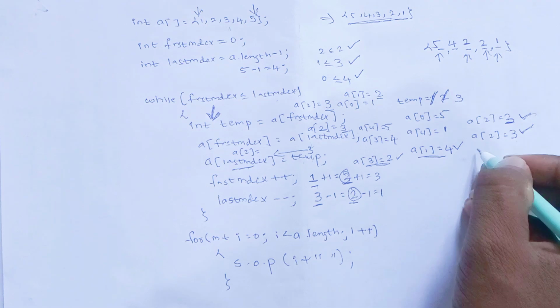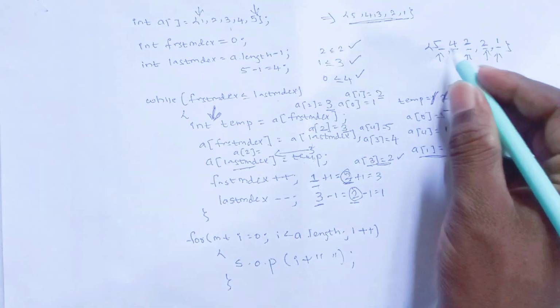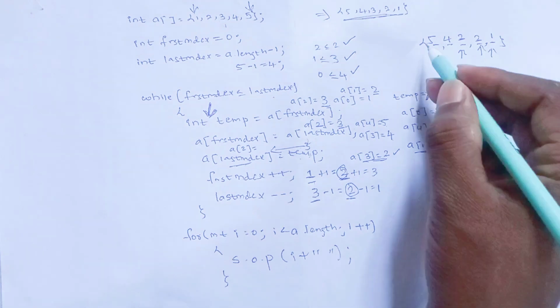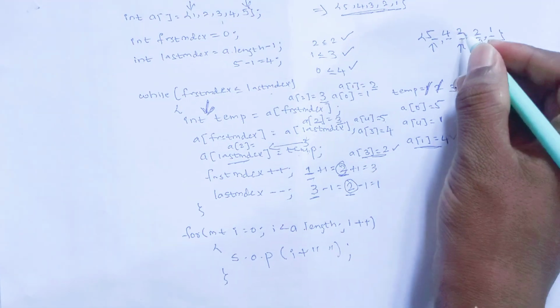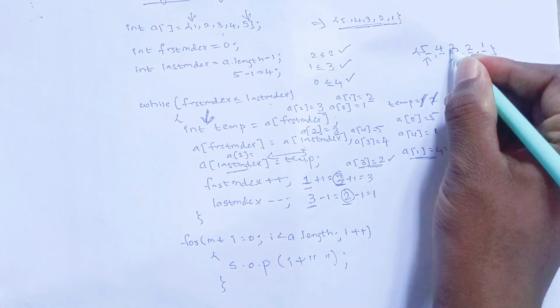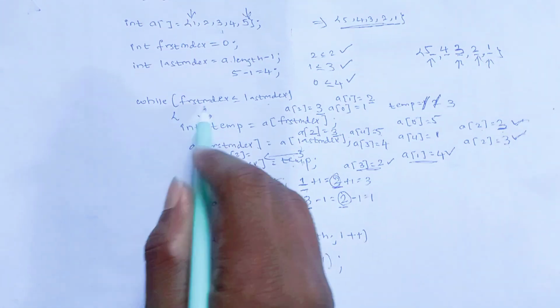A of 2 will be having the value same, that is 3. So 0, 1, 2, its second index will be having the 3, so at this position we will have the 3. Okay, so now again it checks for the while condition.